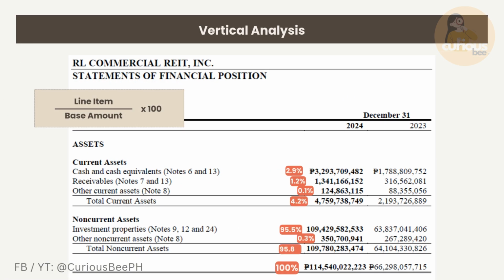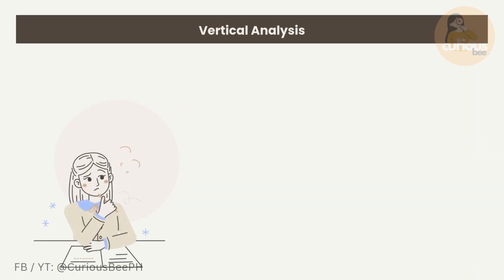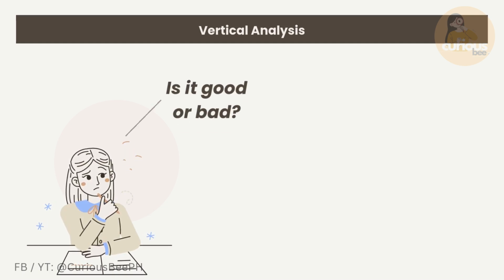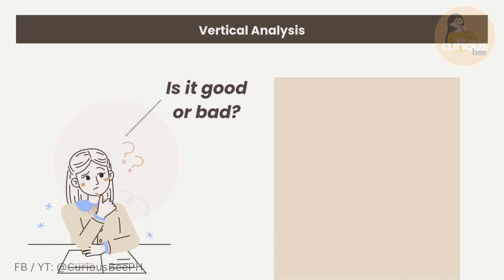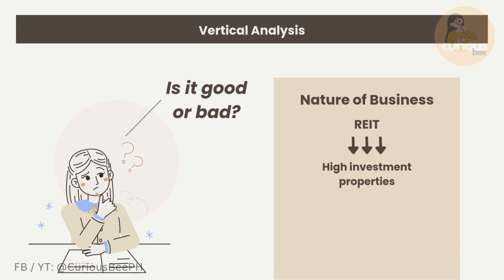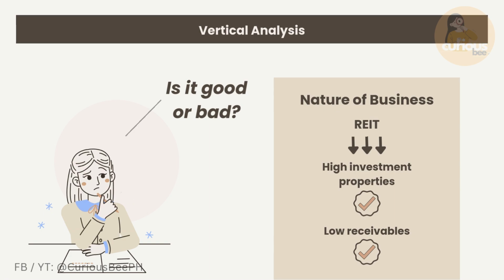In this example, the company's biggest asset is investment properties at 95.5% of total assets, followed by cash at 2.9%, then receivables at 1.2%. Now the question is, is this asset composition good or bad? The assessment of whether the asset composition is good or not will depend on the industry. Being a REIT, it is normal for the majority of its assets to be in investment properties, and a low receivable to total assets could be good, because it could indicate that the company's income is not accumulating in collectibles.